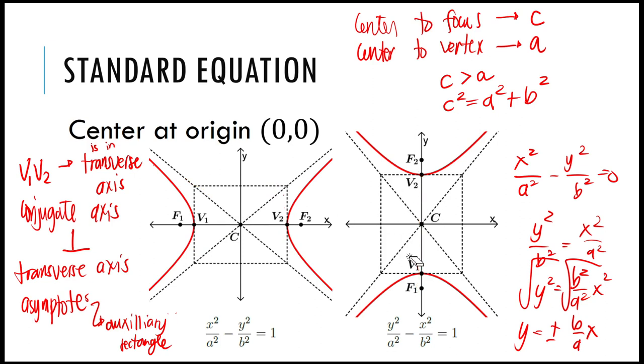Ganon din ang gagawin mo kapag pataas naman or up and down yung hyperbola mo, or yung kanyang transverse axis ay vertical. Equate mo lang din ulit sa 0, then solve for y. Yung makukuha mong equation, yun yung equation ng line or ng asymptotes.